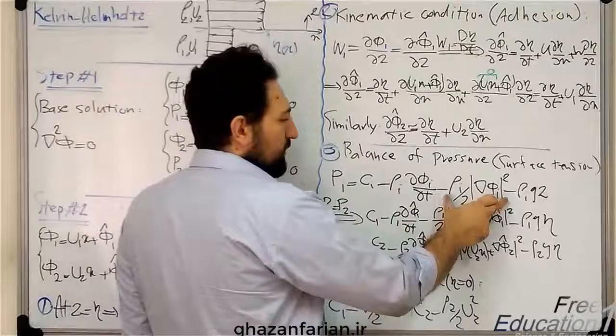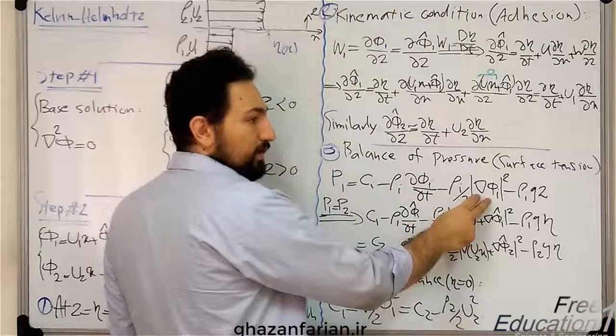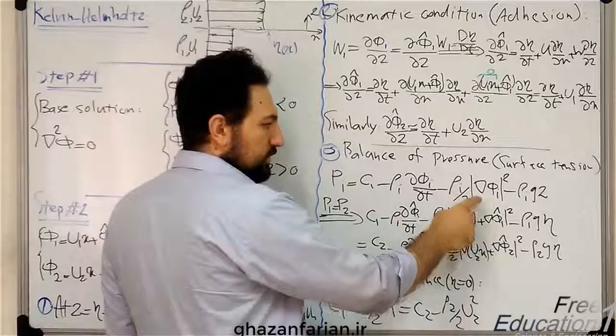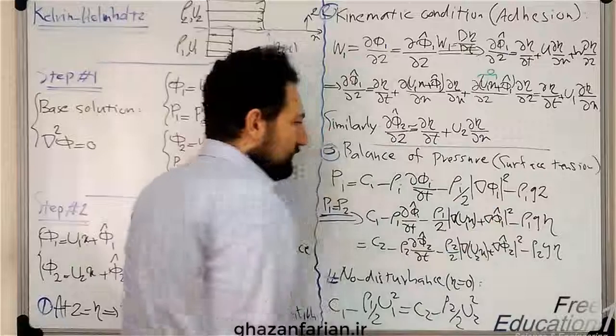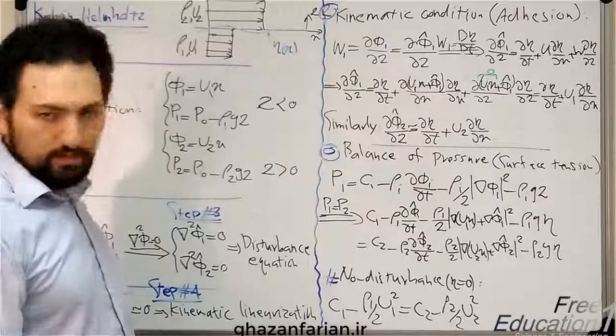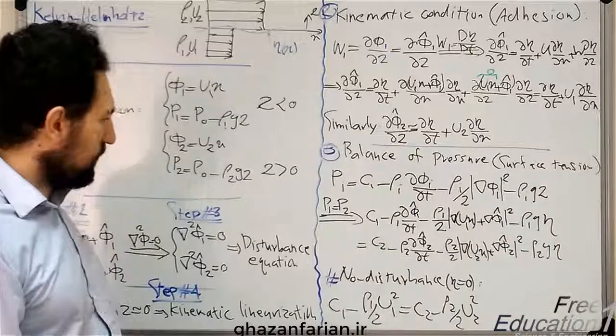And this one, the gradient of phi, is equal to the velocity vector. So this is the square of the velocity. And the last term is the gravity force in Bernoulli's equation.